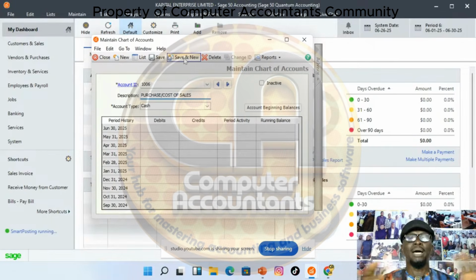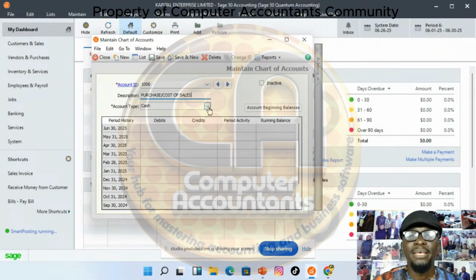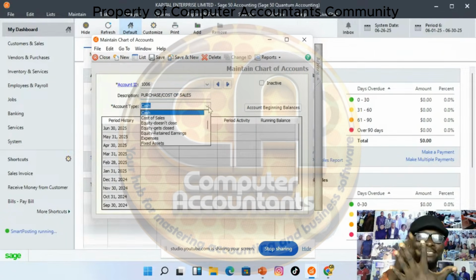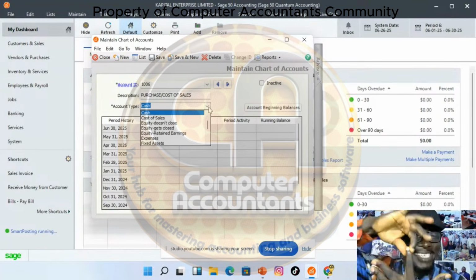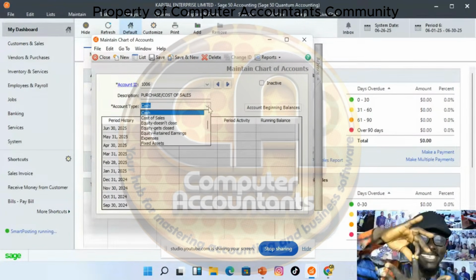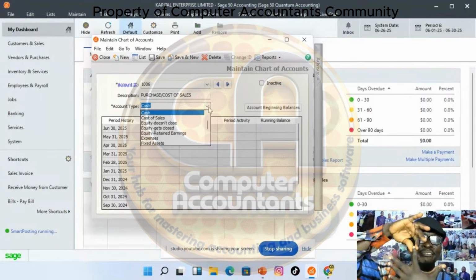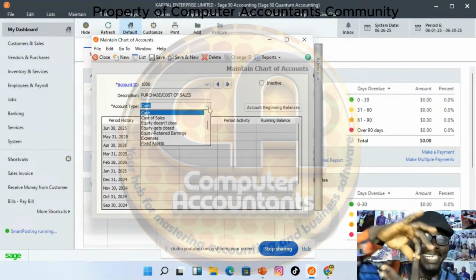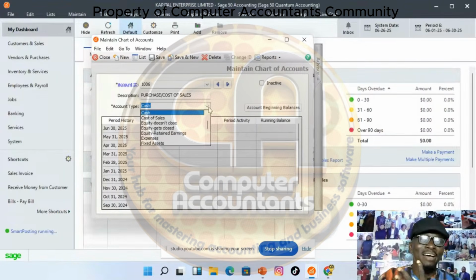Okay, so the one that works for you, you can use purchases, you can use cost of sales. Now, they belong in the accounting pillar called expenses. Purchases or cost of sales, they fall under expenses, but technically we deploy them under trading expenses. So that's why you have the word cost of sales come.